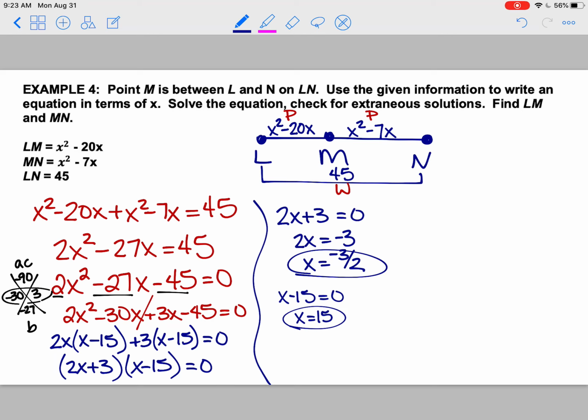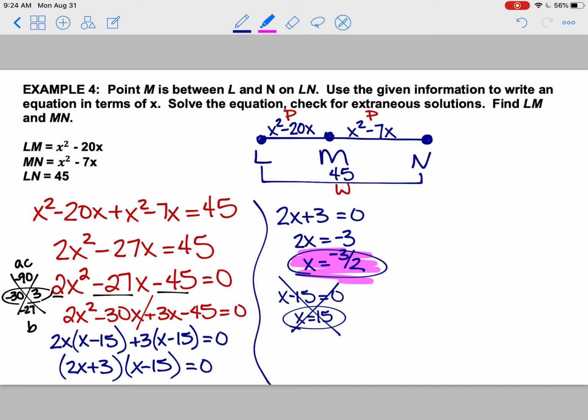Now, not both of these solutions are going to work. We have to check for extraneous solutions. They might work, but we have to always check. So if we were to take that 15 and plug it back in, and my mind always goes to the positive whole number first because that's easier to check. If I were to take that 15 and plug it in, 15 squared minus 20x, and then I do 15 squared minus 7x, that's not going to give me 45. That's way too big. So I know that this guy's out. Our solution is going to be negative 3/2. So looking at our question, we've set up our equation, we've solved it, we've checked for extraneous solutions.